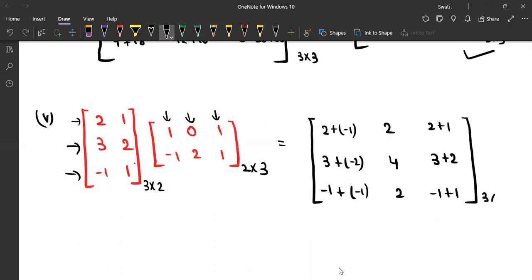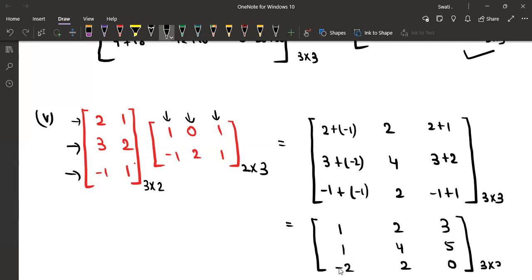So this is, of course, a 3 by 3 matrix. Now, if you solve this, this is 2 plus minus is minus. So 2 minus 1 is 1. This is 2, this is 3. This is 3 minus 2 because plus into minus is minus. So 1, 4, 5. This is minus 1. Plus minus is minus. So minus 1 minus 1 is minus 2. This is 2 and this is going to be 0. Therefore, this is our final answer. And we are done with this question as well.